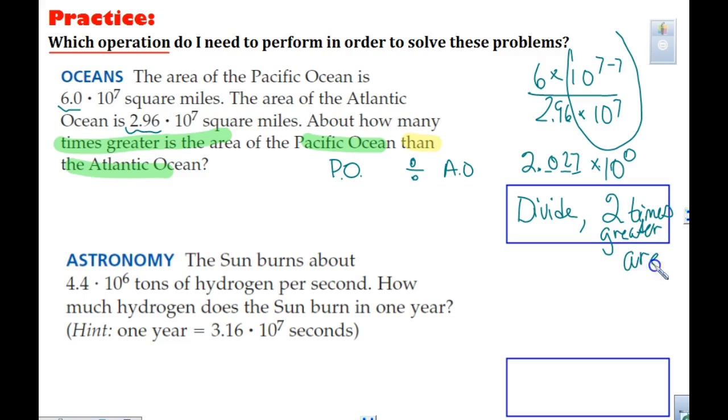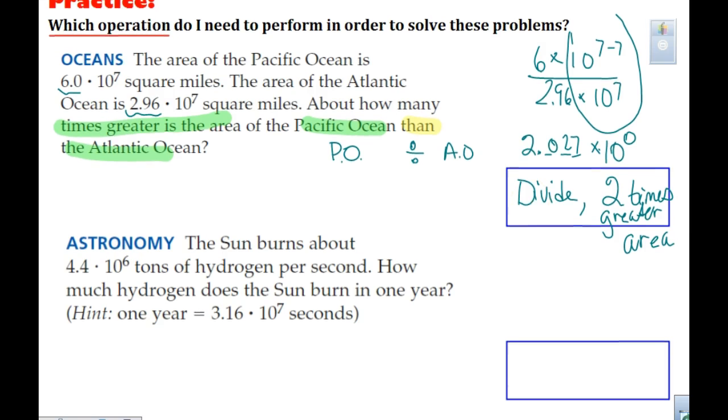Okay? You're going to have some story problems like this on your test, right? You're going to have actually 4 different story problems next week when we take the test. You're going to be asked what's the operation and then to perform. Okay, so now we want to look at this next one.